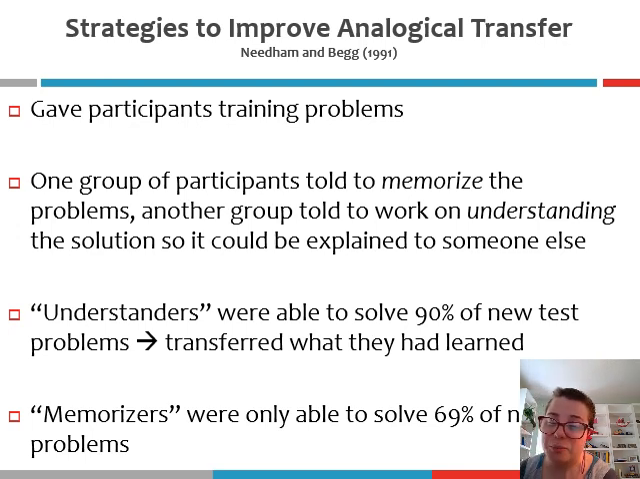The people that were told they were going to have to prepare to teach someone else the problems were able to solve 90% of brand new problems successfully, right? So again, they're transferring what they learned about the underlying structure of the problem. This compared to memorizers, who were only able to solve less than 70% of the new problems successfully. So again, this illustrates the importance of not getting stuck on surface features, but rather thinking about the deeper structure of the problem.